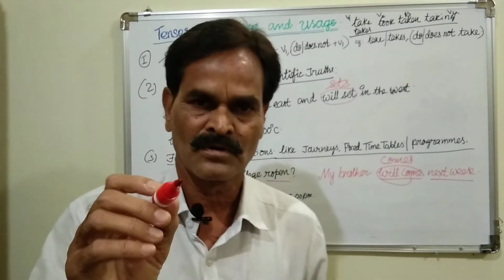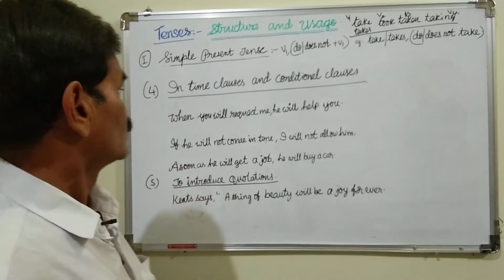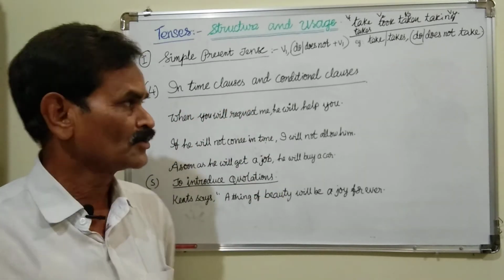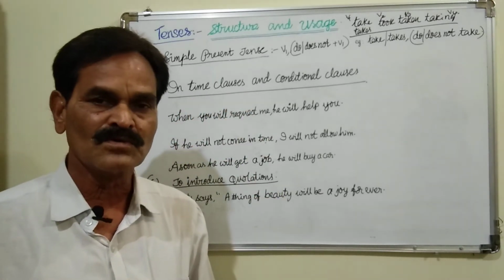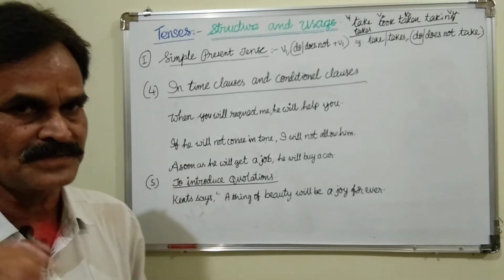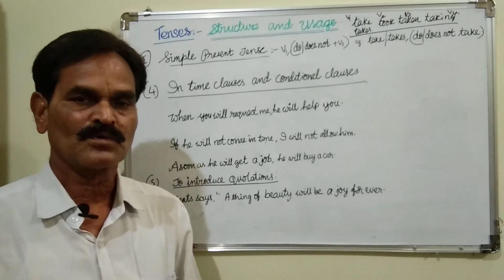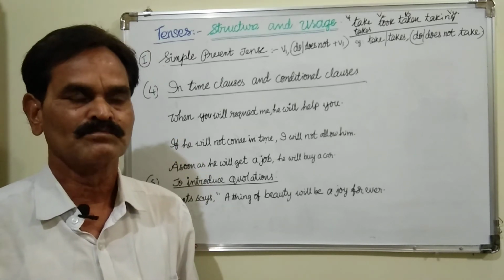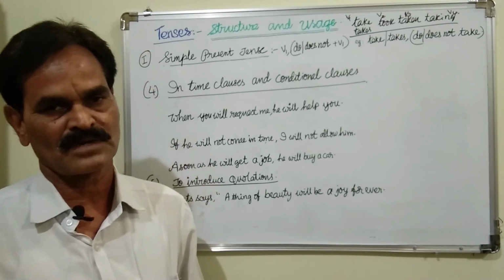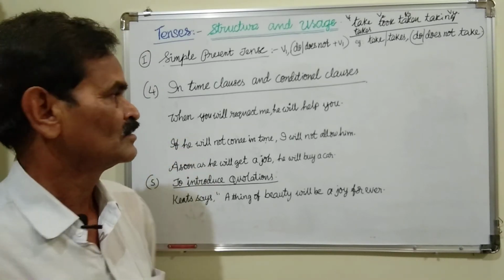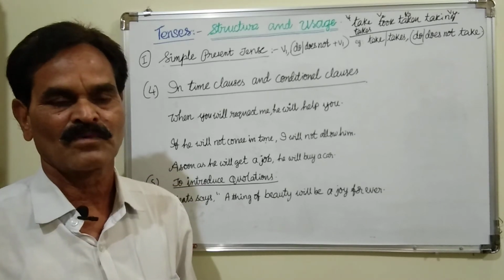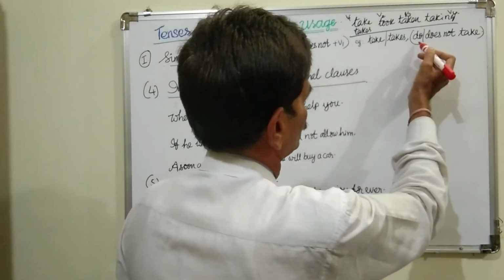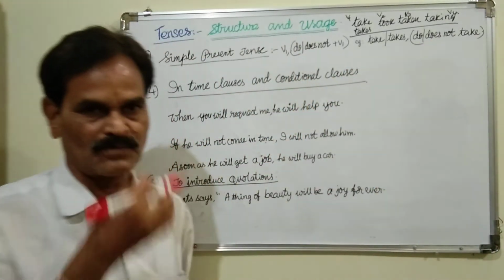Next one is, in time clauses and conditional clauses, we must use simple present tense only. We should not use present continuous tense, that is am, is, are plus ing form, or simple future tense, will or shall plus V1, will go, shall go, or is going, am going, are going. We must use only simple present tense, take or takes, or do not take or does not take. In that way we have to use.